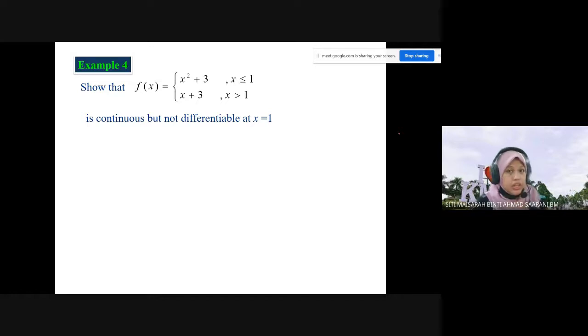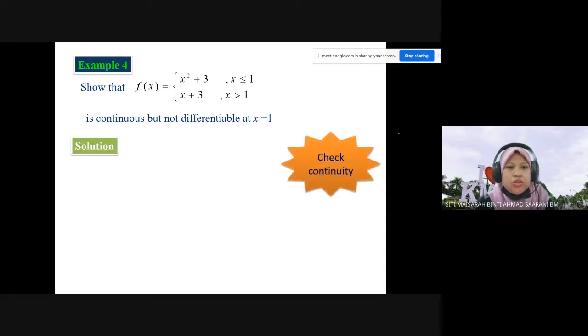So, kita boleh tengok lah. Kat sini F, kalau X equals 1, satu untuk continuity, satu untuk differentiable. Kena buat satu persatu lah. Okay. So, first kita nak show dia continuous at X equals to 1.